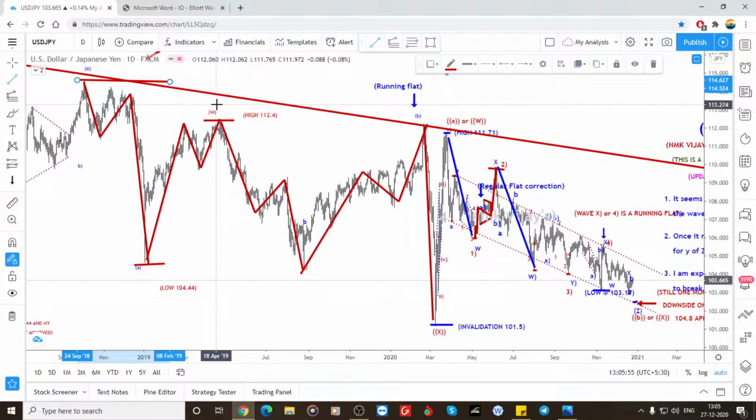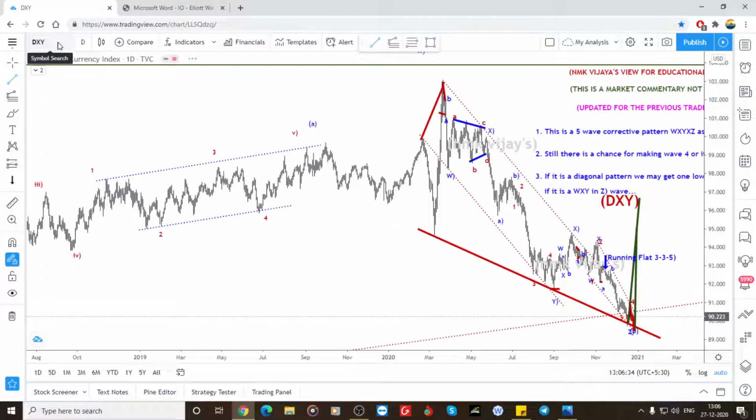So this is A, this is B and C. What I said: the 3-wave structure is labeled W, and if it is a 5-wave structure, we label it A, B, and C. But here it's all 3-wave structure. So I label it W, the 3-wave structure as a connecting wave, and it already broke the wave W starting point, and after that it went, but got rejected within this high. So that is called a running flat on the daily chart. Next we will see one more example in the DXY.